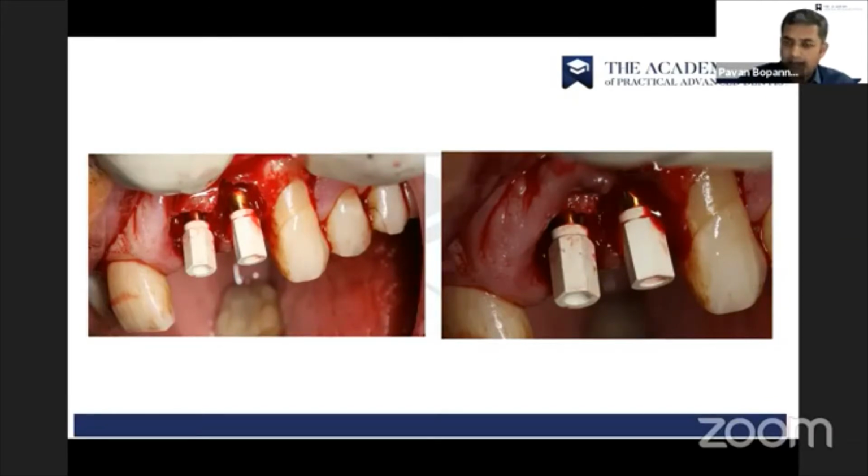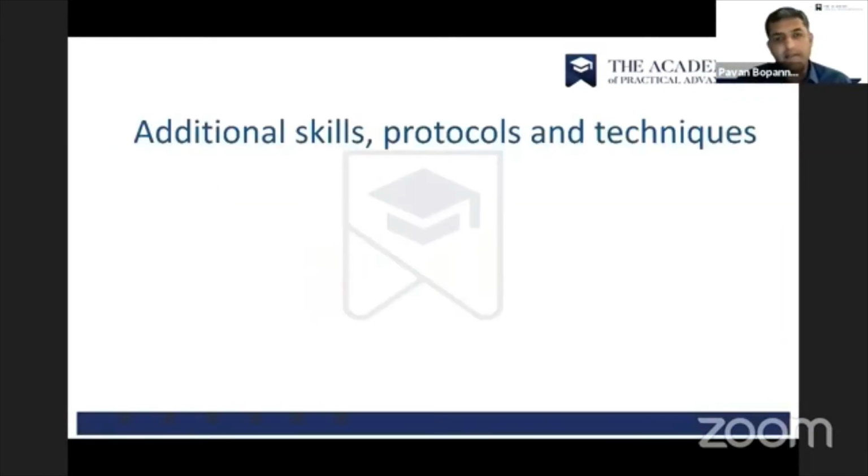months later, 3 months later, we just place a small little incision, expose the implant, and put the definitive abutment straight away. You're not taking another impression, and the patient's not waiting another 2 or 3 weeks. So these are small little techniques and tweaks we can carry out to make things easier for patients. Okay, so I call that additional skills, protocols, and techniques.